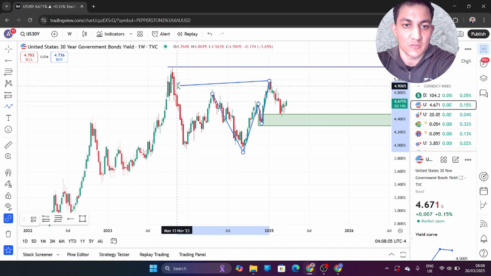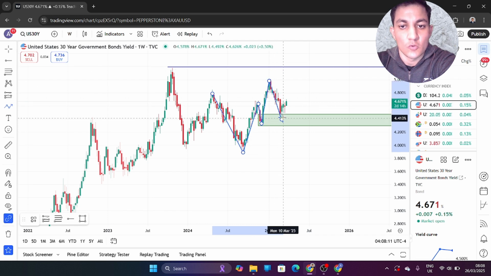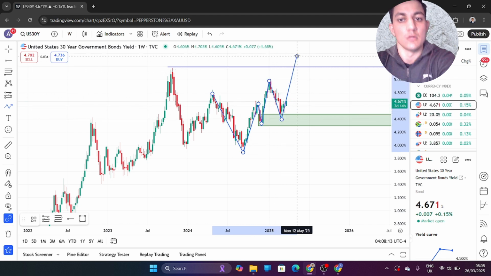No order blocks being respected here. No bearish order block. Very clear that price wants to come to this high. Here's your retracement into an order block. What's price likely to do? Go up.